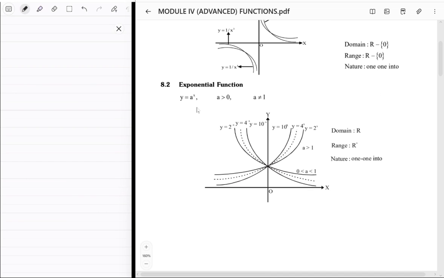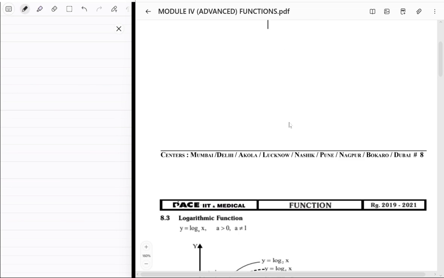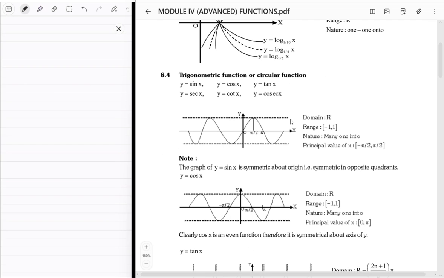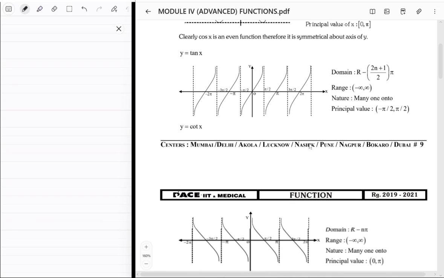Okay, exponential functions. y equal to a power x. Okay, I don't have to explain all this stuff. I'll do that while solving problems. Logarithmic functions, trigonometric functions. Okay, yeah, no need.